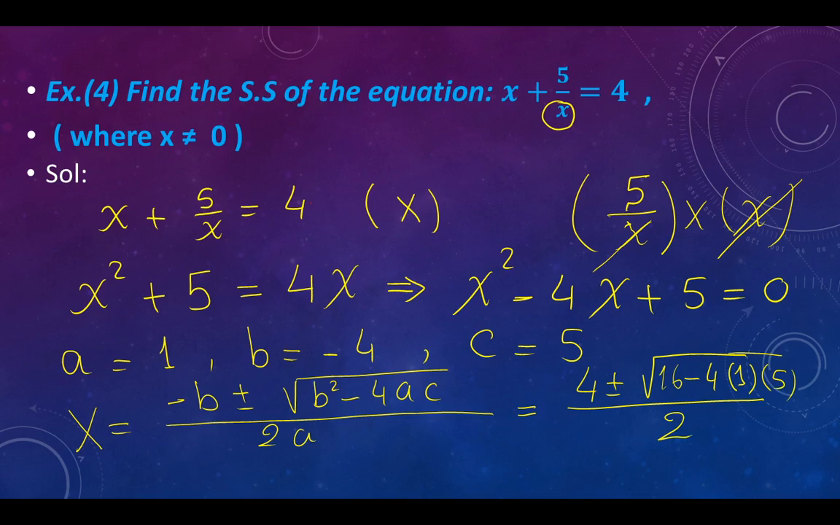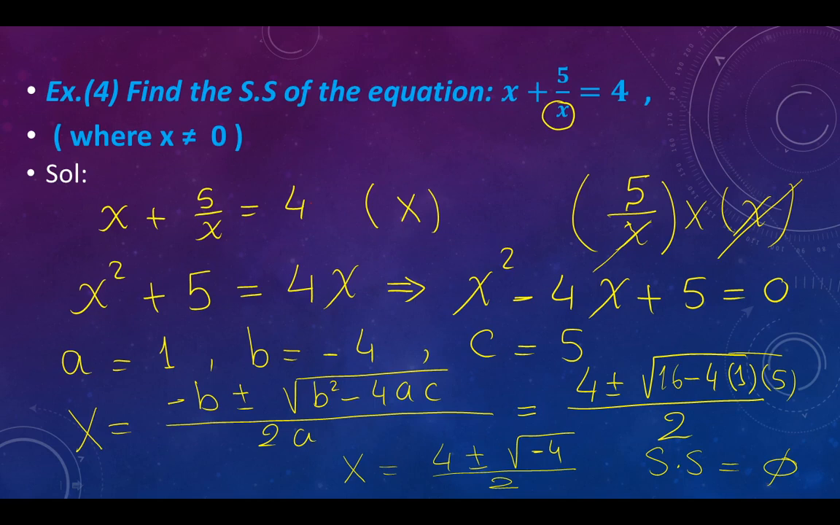Okay, here you can see that x equals 4, positive or negative, square root of 16 minus 4 times 1 times 5. 4 times 1 times 5 equals 20. 16 minus 20 equals negative 4, over 2. You can see that here you have negative 4 under the square root. So we are going to stop our solution and the solution set equals phi.